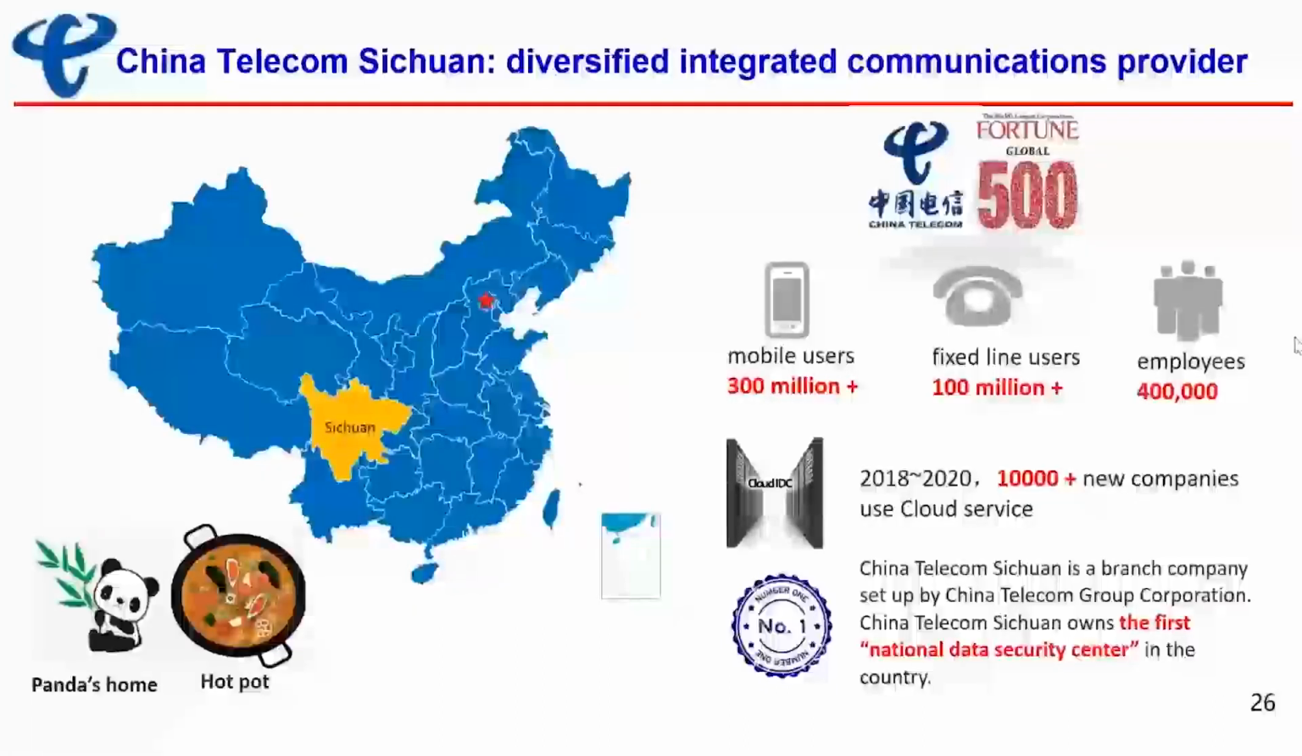As the largest IDC and cloud service provider in the province, China Telecom Sichuan owns the largest national level information industry multi-dimensional convergence platform in the West, China West Information Center, and is the first national data security center in the country.